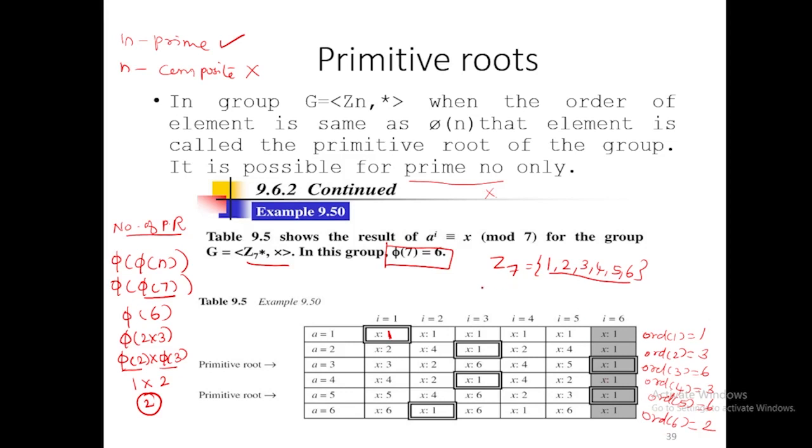Then I want to find the primitive root. So what is the condition for a primitive root? If any element's order is equal to the order of n, then that element is the primitive root. So here, instead of E, I am writing it as a. The order of n value is 6. So where did 6 occur? It occurred at 3 and 5. So totally 2 values are available. I already calculated the number of primitive roots, so it is satisfied. So the primitive roots for Z7 star are 3 and 5.